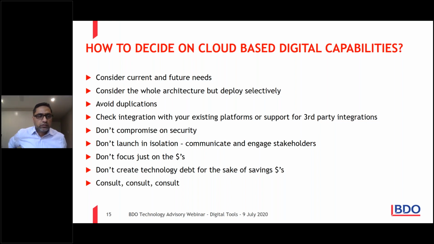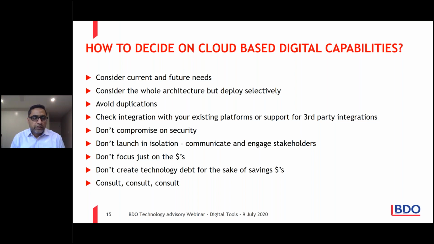So the first one goes without saying, which is around considering your current and future needs. That's a no-brainer. It is around what your organization needs now, and what it's going to look like in 12, 24, 36 months time. And having that view of current and future is critical to looking at what capabilities to adopt.